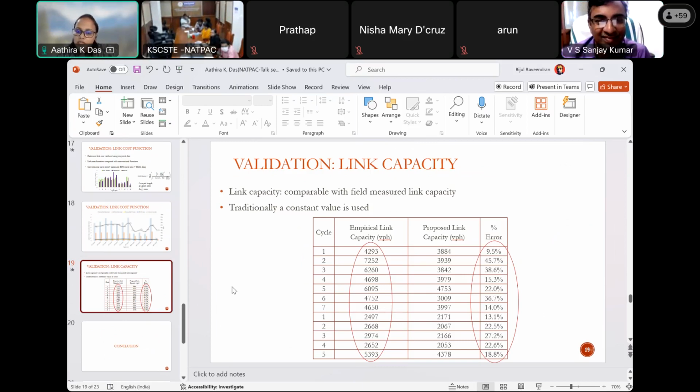I have not performed any analytical analysis to determine a cutoff value. I cannot exactly say a cutoff value for now, but when we did a field measurement for capacity, we have seen that a constant value is not suitable for mixed traffic. So even if we are observing an error, I can say it's less than 50%, but still it's a high error we are observing, but it will be better than the constant value that is used.